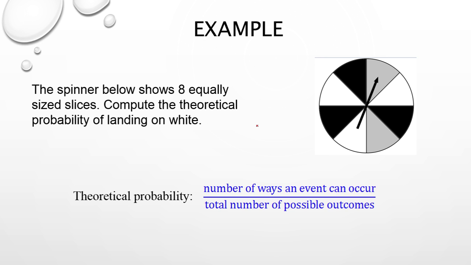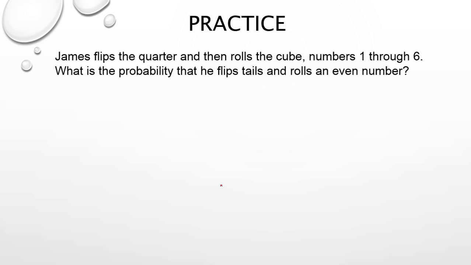And on the top is the number of ways an event can occur. In our question, it's asking for white. So if you count, we have 1, 2, 3. So that means our fraction should be 3 over 8. Alright, now I want you to try one out on your own. Again, pause the video and then resume when you are ready.